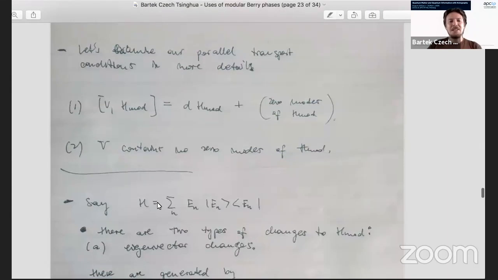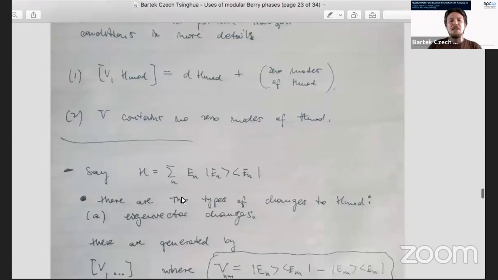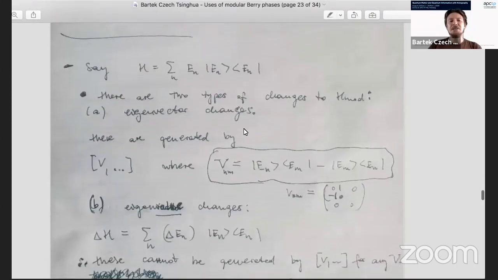Let's imagine that I have diagonalized the Hamiltonian, so I can write it in this form. And again, this is not the dynamical Hamiltonian, this is the modular Hamiltonian. Now we're asking the question, in what way can this modular Hamiltonian change as we are going from one region to another region? So roughly speaking, there are two distinct types of changes to H mod: eigenvector changes and eigenvalue changes.